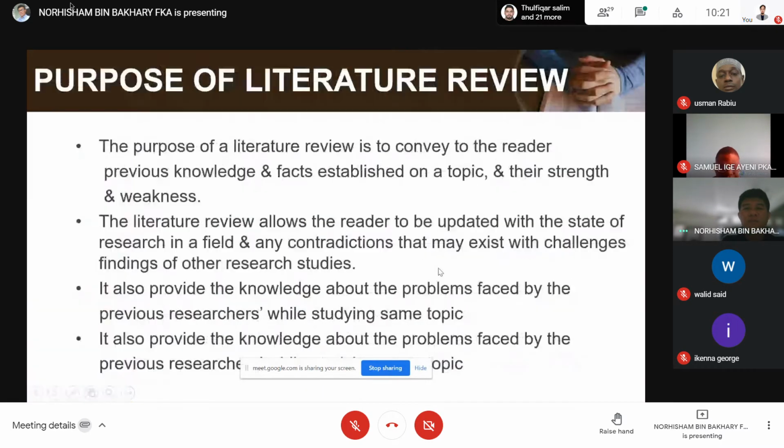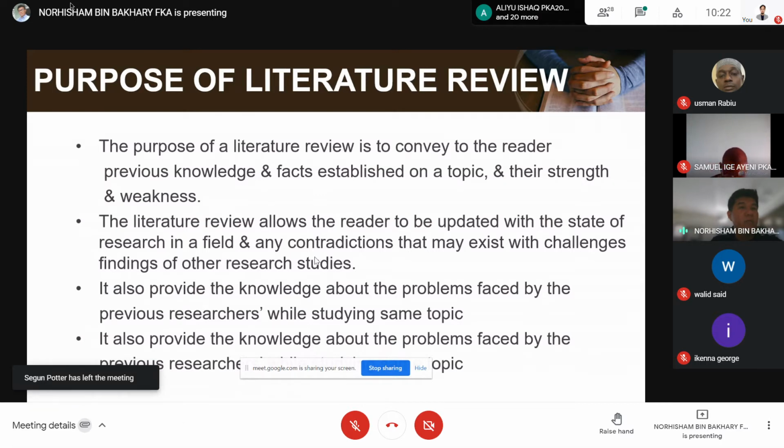So let's go for the next one. As I mentioned to you just now, the purpose of literature review is to convey to the reader previous knowledge, facts established on a topic, their strengths and weaknesses. So the literature review allows the reader to be updated with the state of the research in a field. So when you read them, then only you know, okay, this is what happened in your field. So that's why when you become a lecturer too, you still have to read articles. So when you have a PhD student, then you know whether the topic that he does is up to date. But the detail is up to the student.